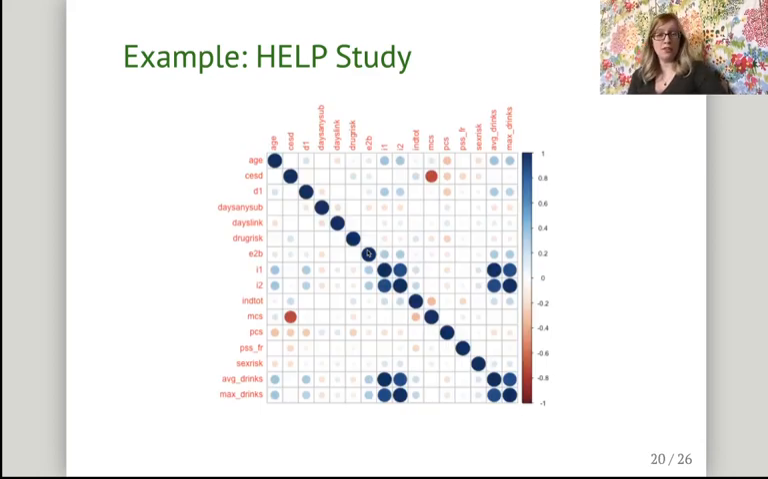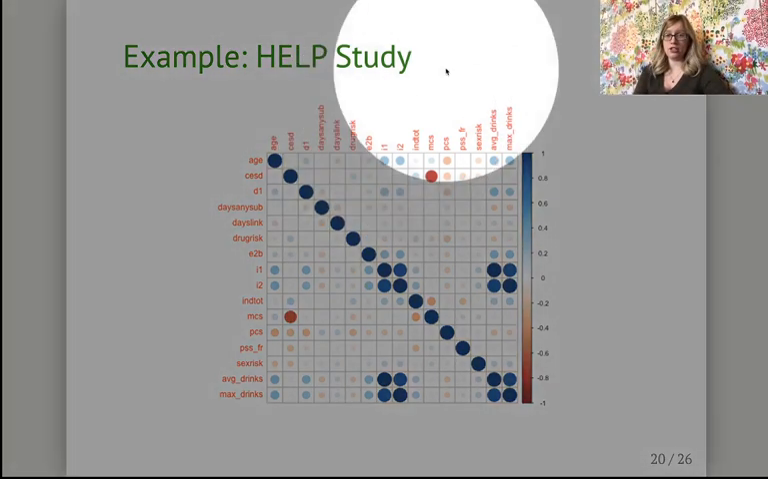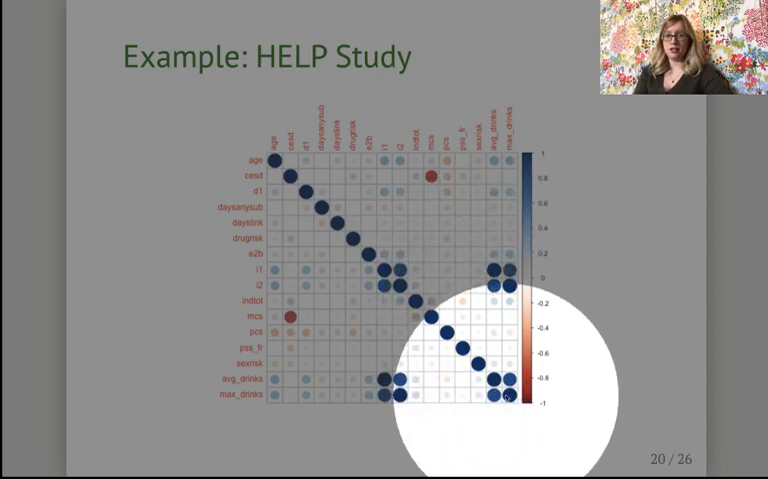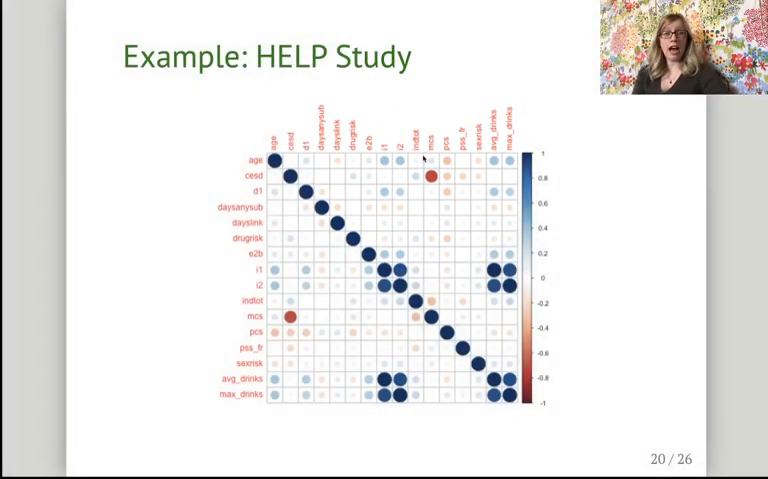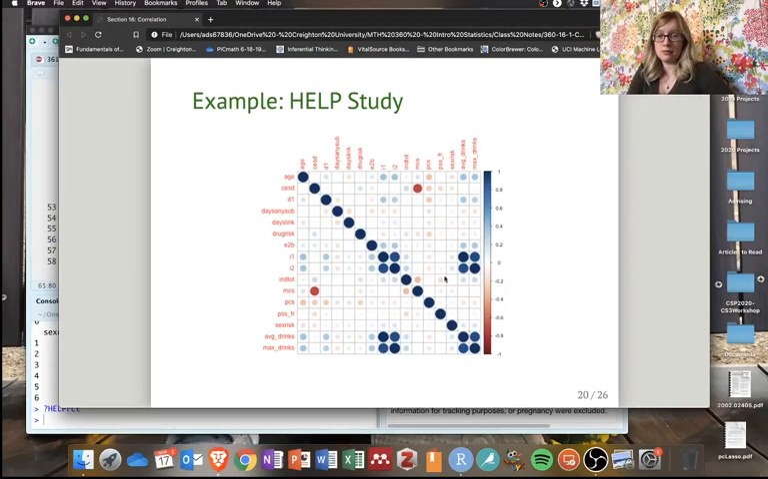Right away, a couple things pop out. There are some areas of very strong correlations, here, here, here, and here. A lot of the graph is really blank space. There's a lot of no correlations. So let's look at some of these. First, MCS and CESD. These are strong negative correlations.